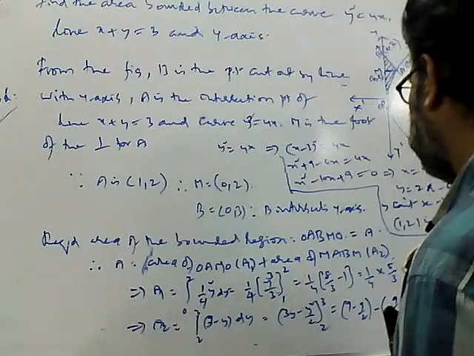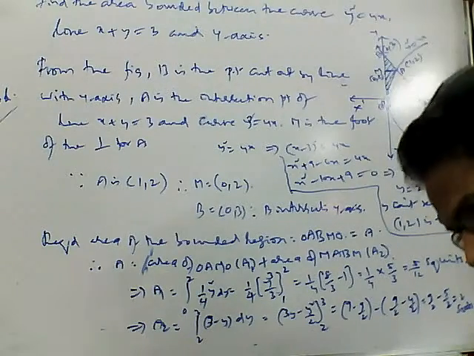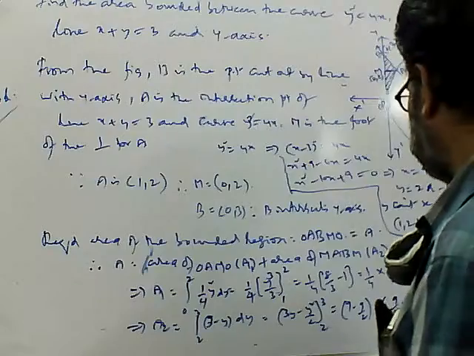Nine minus 9 by 2. 9 minus 9 by 2 minus of 4. Oh, the calculation is wrong. I will take this again, this is wrong.